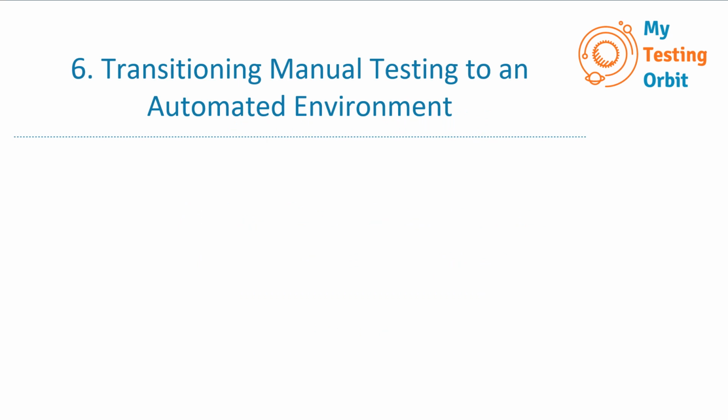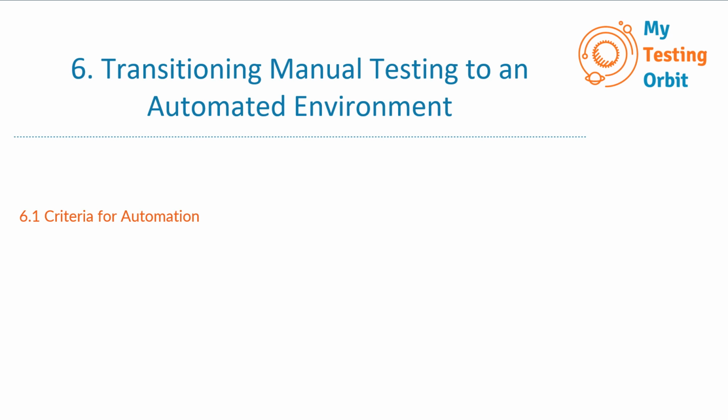Today we will start chapter number 6, transitioning manual testing to an automated environment. This chapter is all about addressing the transition from manual testing to an automated testing environment. So let's go through these sections.